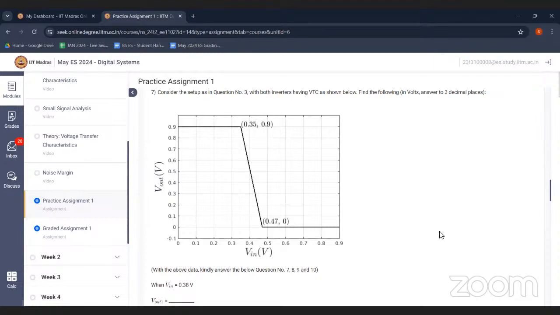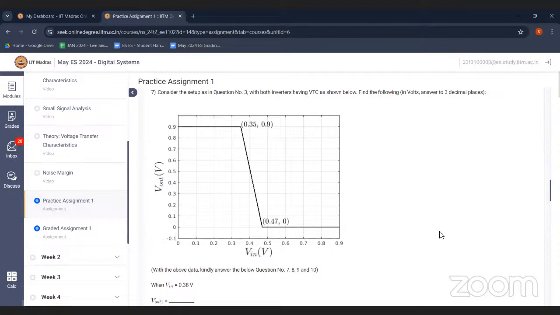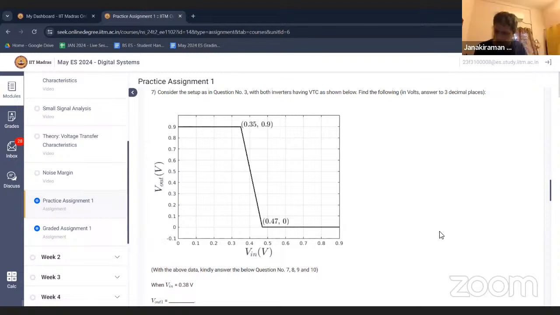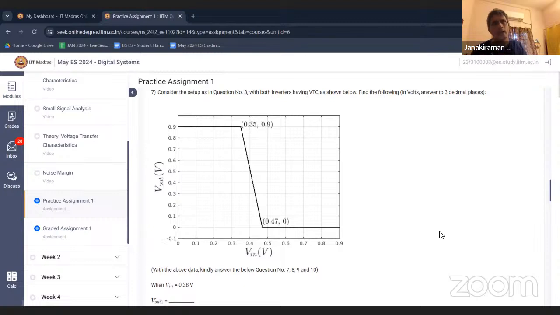Sir, 1.0975. No, how can it be 1.0? It is 0.9 divided by 0.12, correct? Minus of 0.9 by 0.12, correct? Oh, yeah, sorry. How much is that? So minus 7.5, sir. Right, minus 0.9 divided by 0.12. Okay. Minus 7.5, correct?